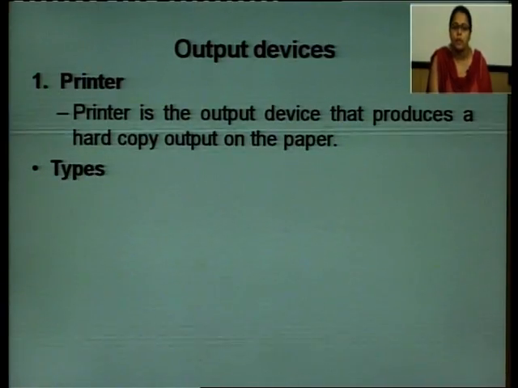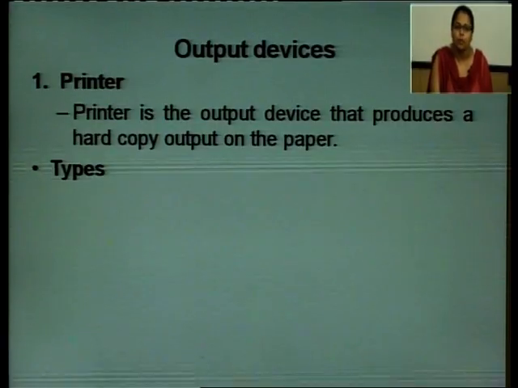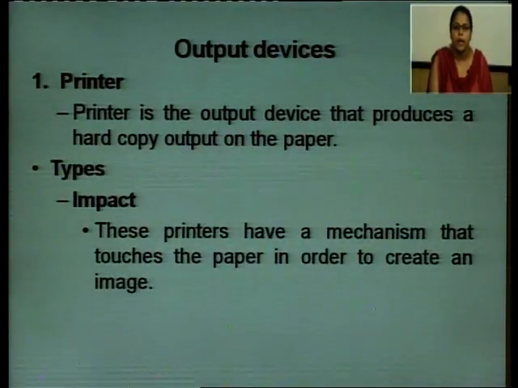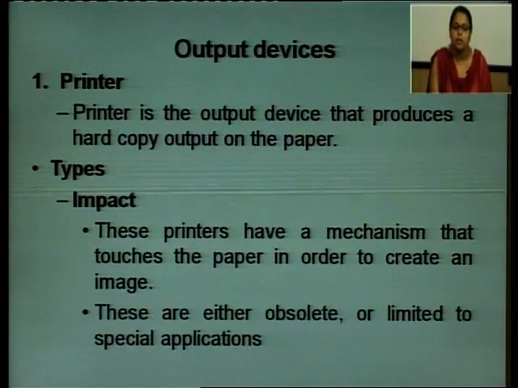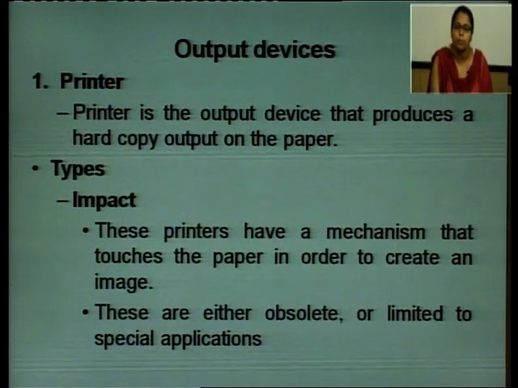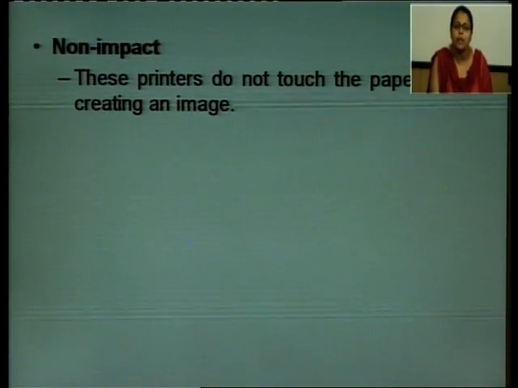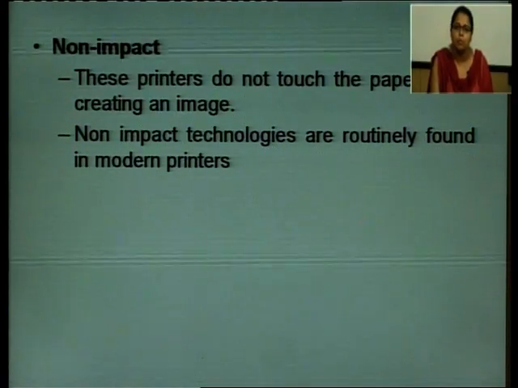We can mainly classify printers into two categories: impact and non-impact. Impact printers have a mechanism that touches the paper in order to create an image. That means in order to print an image or text onto paper, the printer head actually touches the paper. Nowadays they are either obsolete or their use is limited to special applications. The other category is non-impact printers. They do not touch the paper when creating an image. Non-impact technologies are routinely found in modern printers.